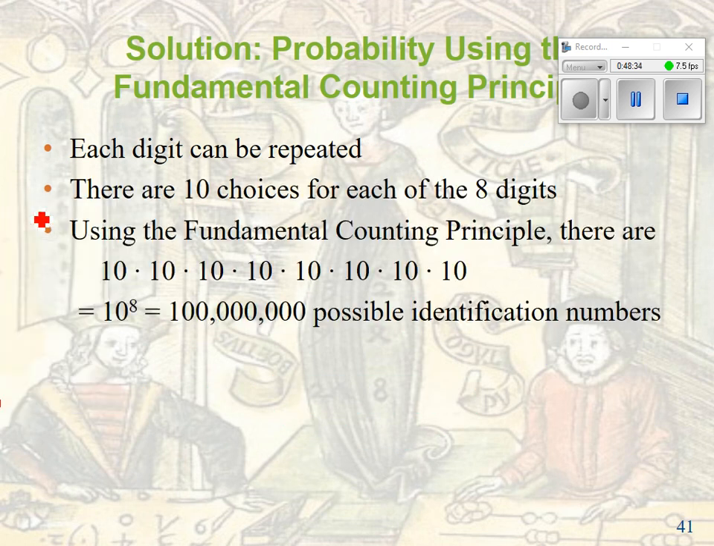What could change that? What can't happen here? You can't repeat, so if your first digit is a certain number, then there are 9 choices, then 8, and so on.